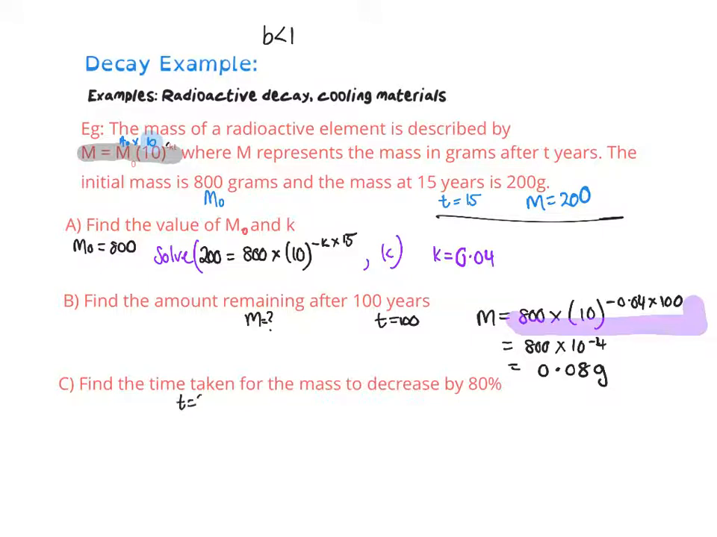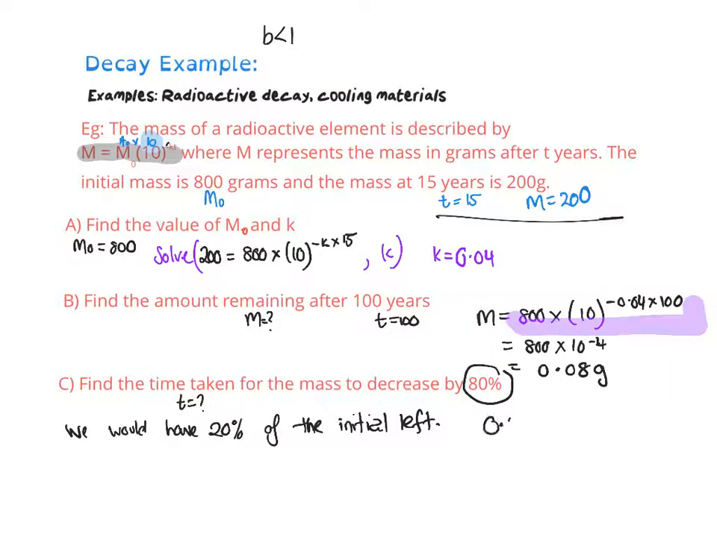And then find the time taken. So this is T becomes the question for the mass to decrease by 80%. So if you decrease something by 80%, how much do you have? 20%. Yeah, we would have 20% of it. 20% of the initial left if it's decreased by 80%. So first find out what that is. So 0.2 times the initial amount, 800 grams, equals 160 grams.